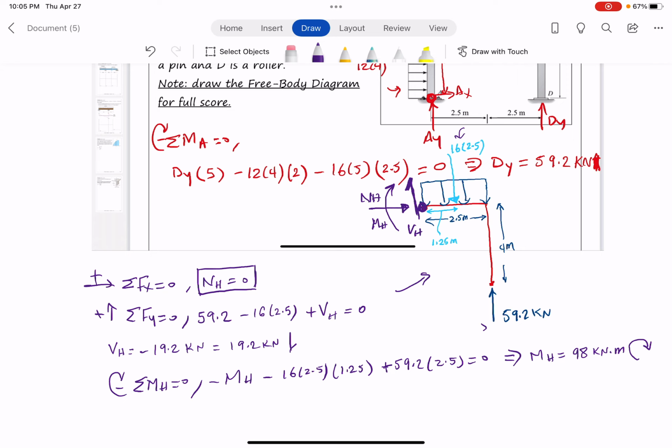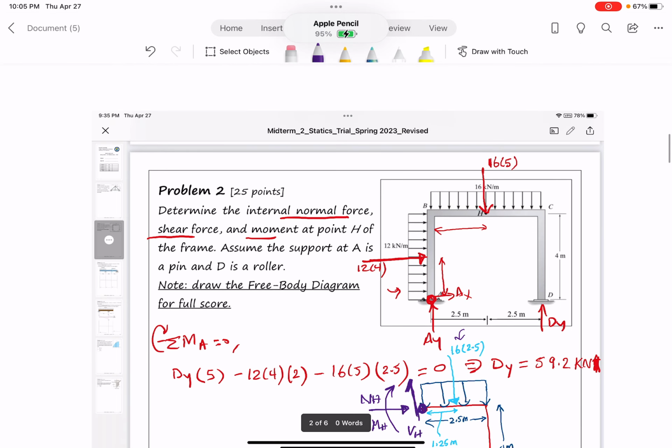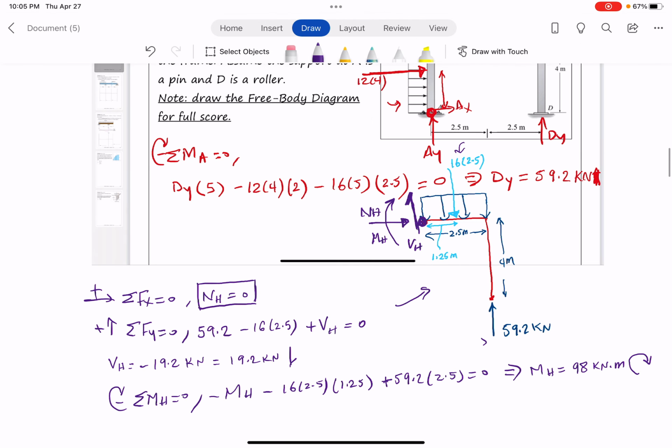Okay, good. So we are done with this. I think this is a very easy question, but you have to be careful when you do the frame. Okay? So I'll do the third one in the next one.